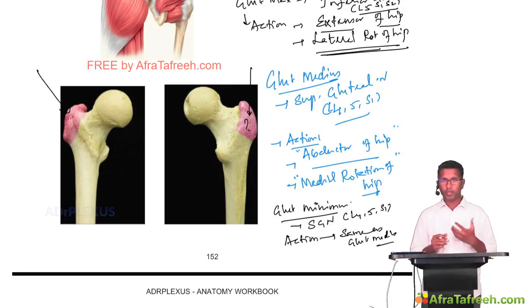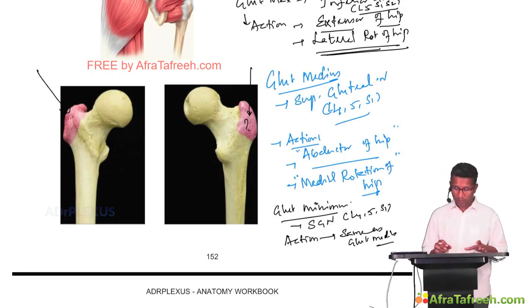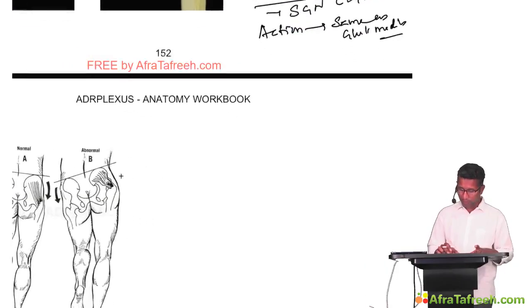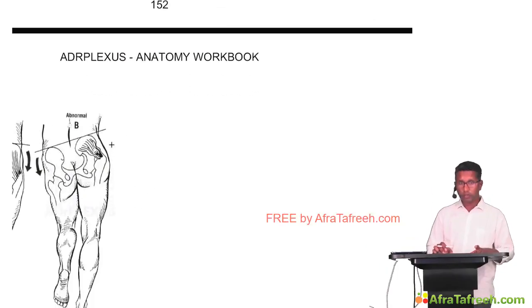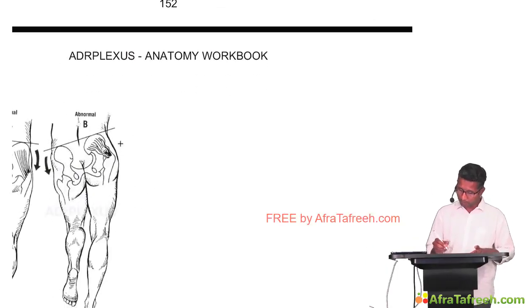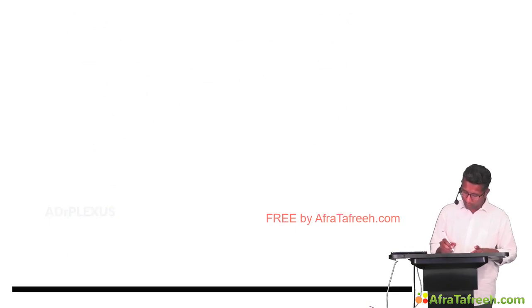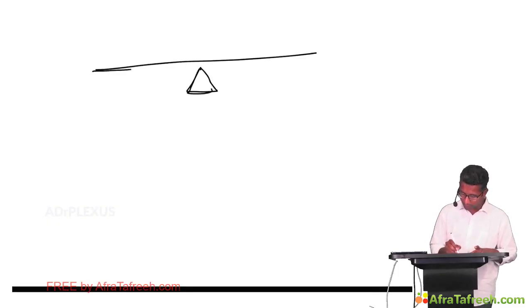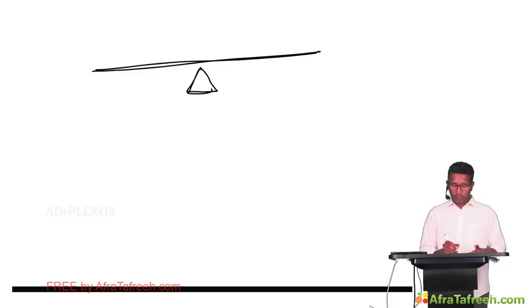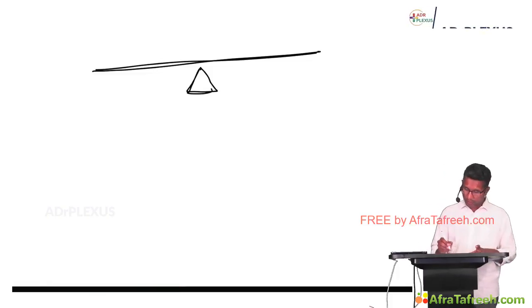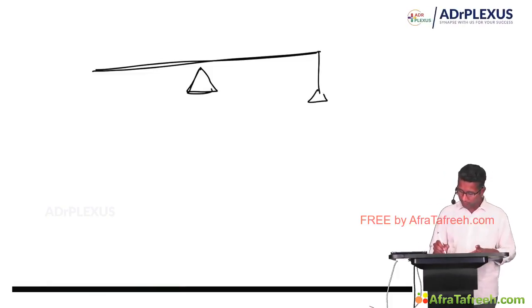Now what is this muscle doing and how does this muscle help in abduction? We will draw a simple diagram to understand this. If you take a small fulcrum with a lever attached to it, now let us consider I am putting a weight here.